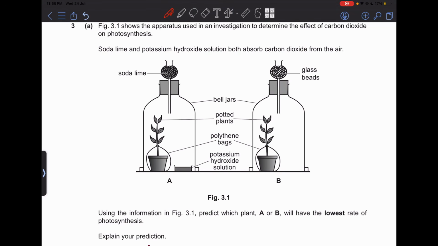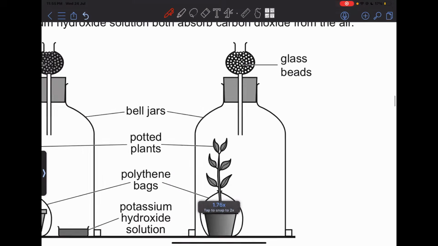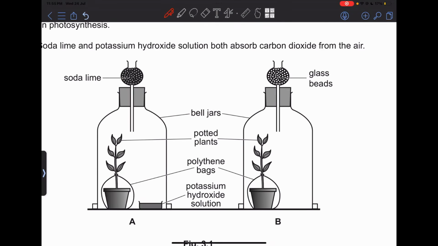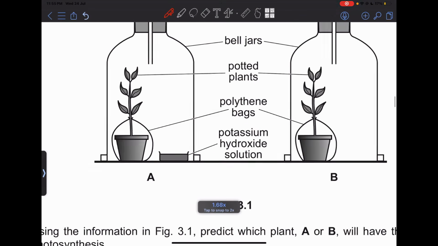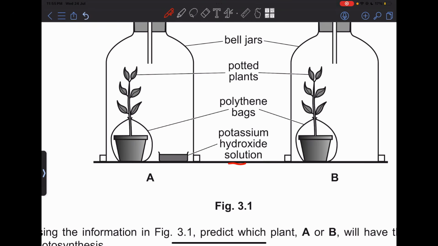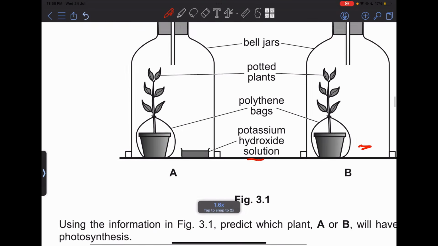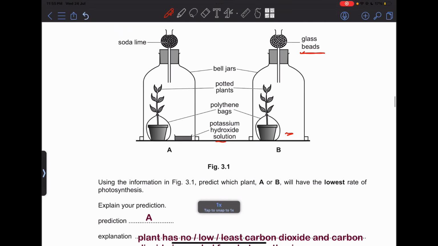Soda lime and potassium hydroxide solution both absorb carbon dioxide from the air. So over here, there is the controlled variable, which is the soda lime. This other one, they added glass beads instead of the soda lime. And over here, there is a potassium hydroxide solution, and there is no potassium hydroxide in B. Using the information in figure 3.1, predict which plant A or B will have the lowest rate of photosynthesis.